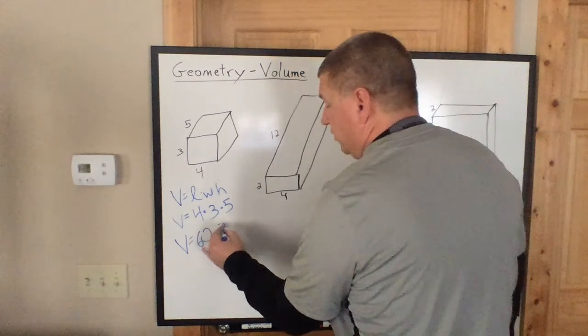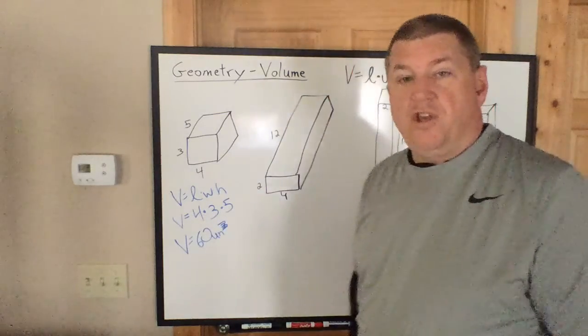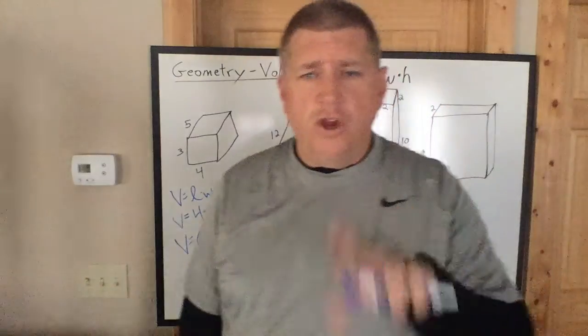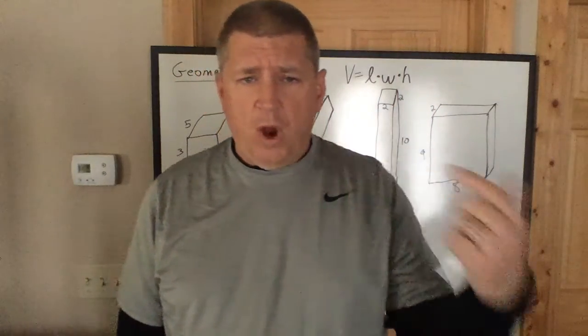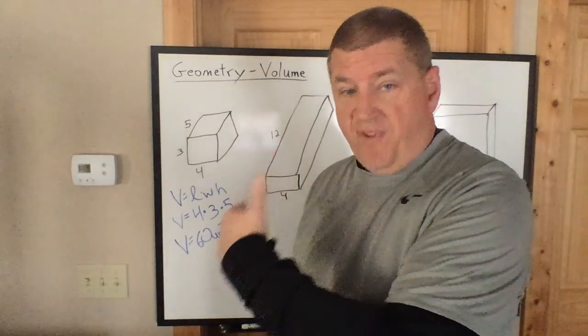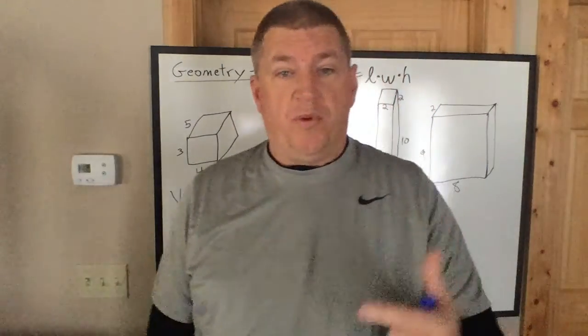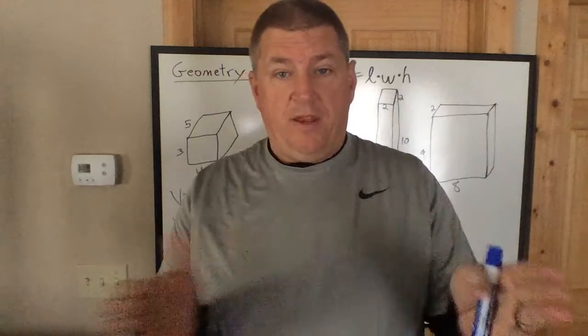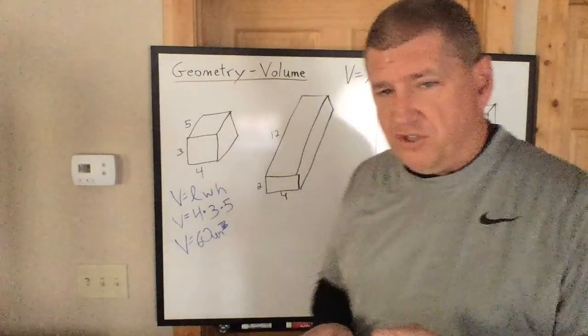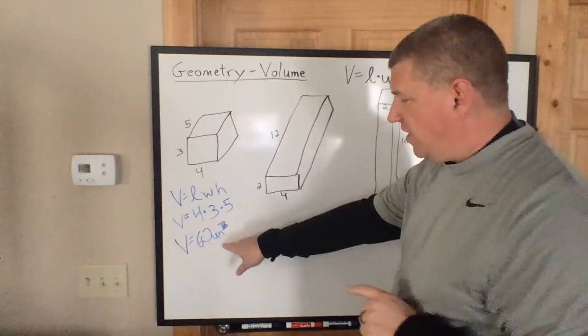Cubed, I apologize, cubed. They're units cubed because we're dealing with a three-dimensional figure. If we're dealing with the area of a two-dimensional figure, our units would be units squared. But since we're dealing with volume, we're dealing in all three dimensions: length, width, and height. So that means our units are going to be cubed. So we have 60 units cubed.